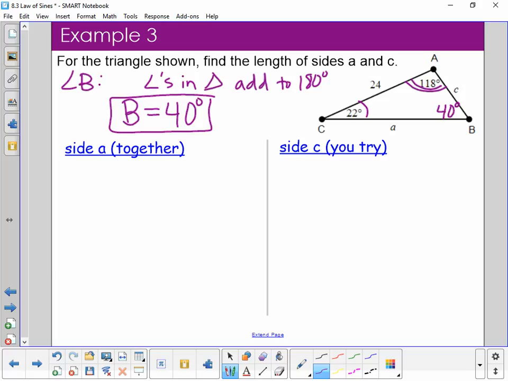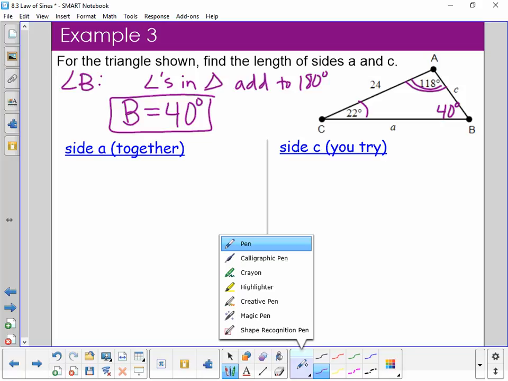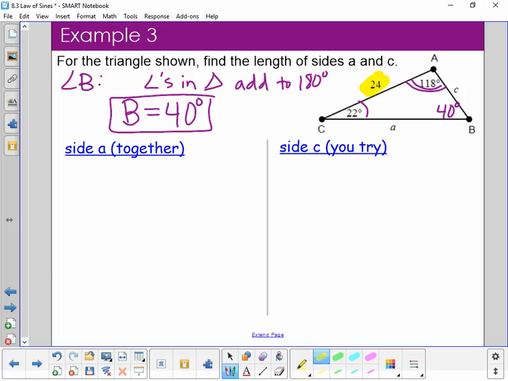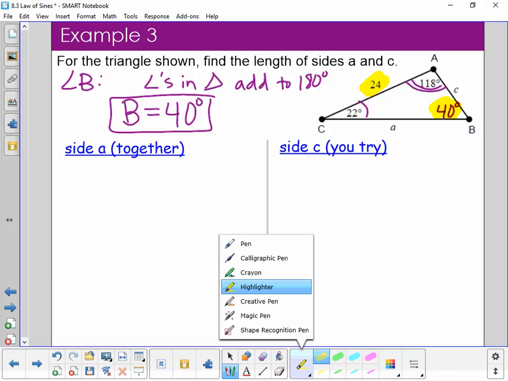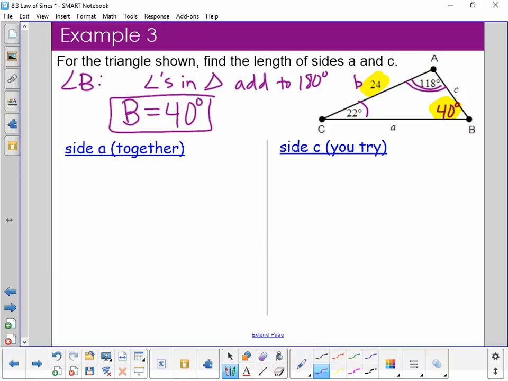Now when you're using the law of sines, you always want to look for a pair of A's, a pair of B's, a pair of C's. In this case, we do have a pair of B's. We have angle B, 40 degrees, we just calculated that, and we have side B. We're going to use the fact that we know both of these B values in order to find that A value. We're going to solve for side A first.